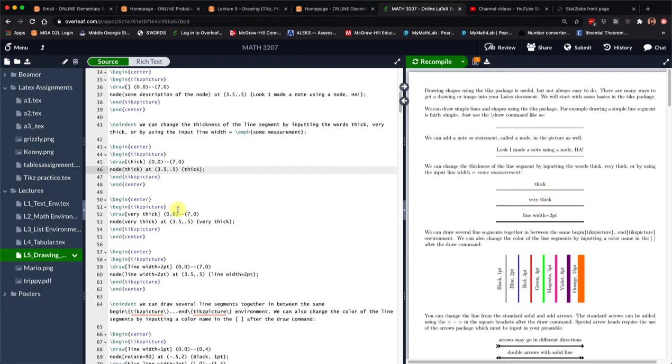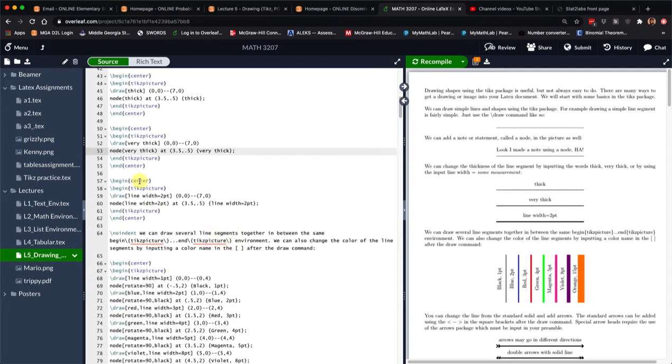I did the same thing for very thick. The only difference is I wrote the words very thick in here, and it made my line a little thicker. Then I did the node to reflect that, again ending it with a semicolon. Last but not least, the third line, where it says line width equals 2 point: after the draw command, in the square brackets, I put line width equals 2 point. I like the line width option better than thick and very thick, because you have more say-so on how thick your lines are. You can set this to be as thick as you want. We could set it to be 20 point, and it'd be ridiculously thick.